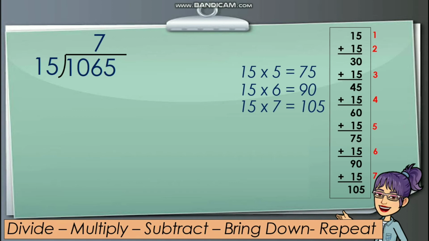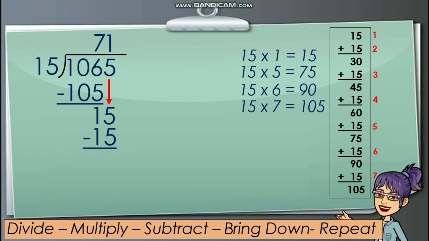And then let's multiply. 15 times 7 is 105. Subtract, 106 minus 105 is 1. Then after subtract, bring down the next digit, which is 5. Then divide. 15 divided by 15 is 1, because 15 times 1 is 15. Then 15 times 1 is 15, so we are going to subtract 15 from 15. And the answer is 0. You will only stop if there is no more digit to bring down.